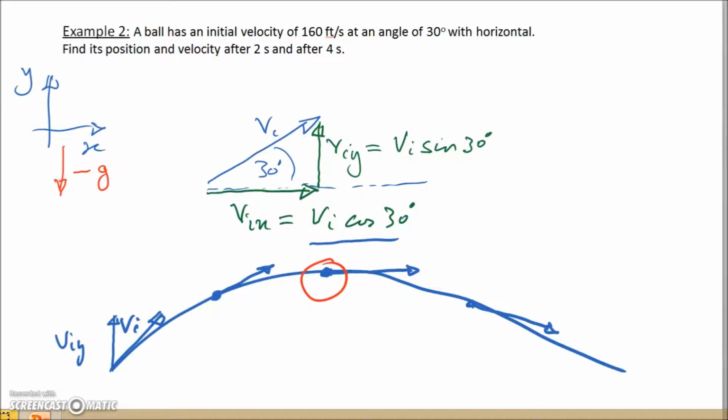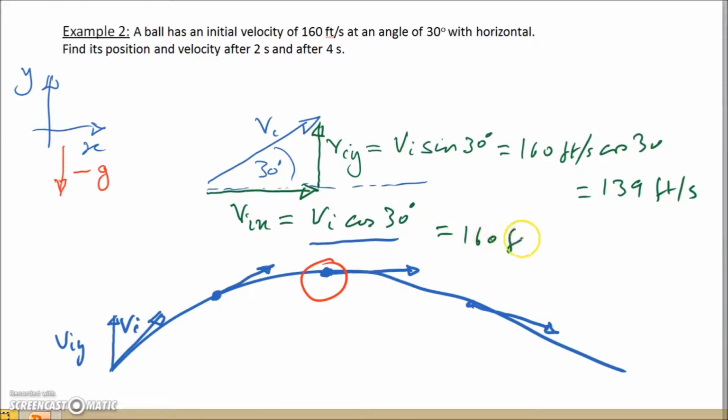Actually, before we change page, just let's note what the initial velocity in the y and x direction are. This is equal to 160 feet per second times cosine 30 degrees, which is equal to 139 feet per second, whereas VIX is equal to 160 feet per second sine 30, which is equal to 80 feet per second.